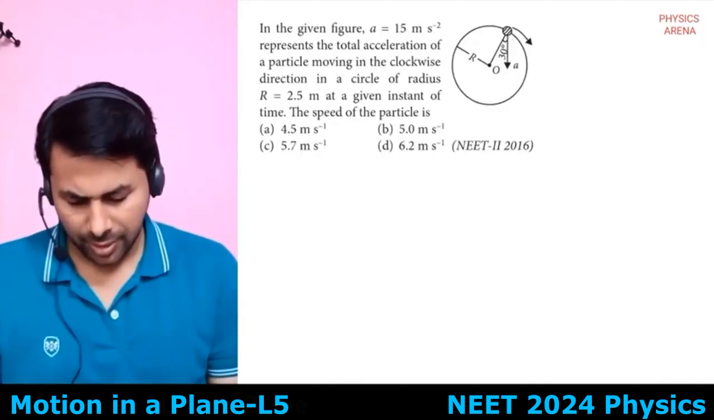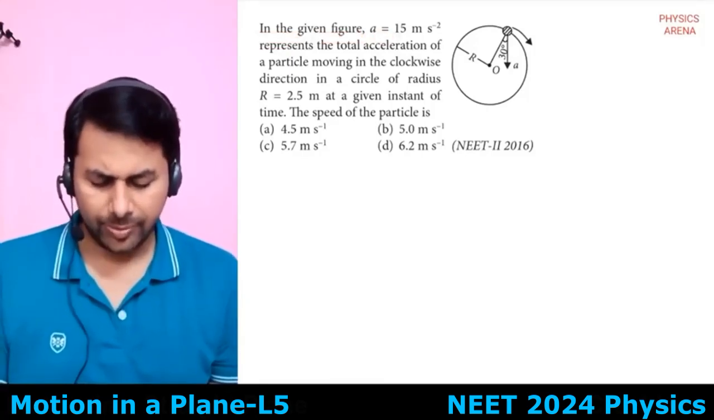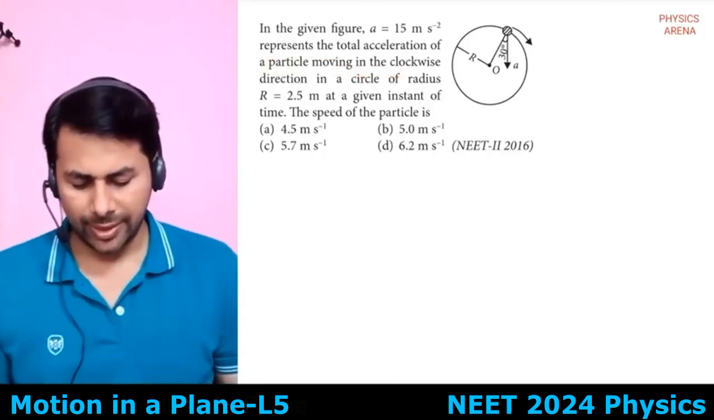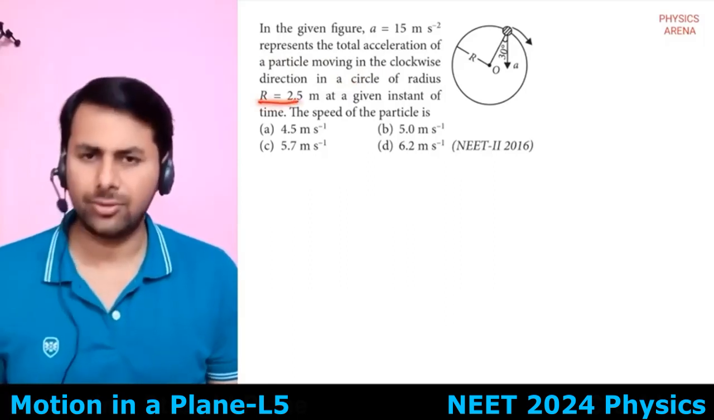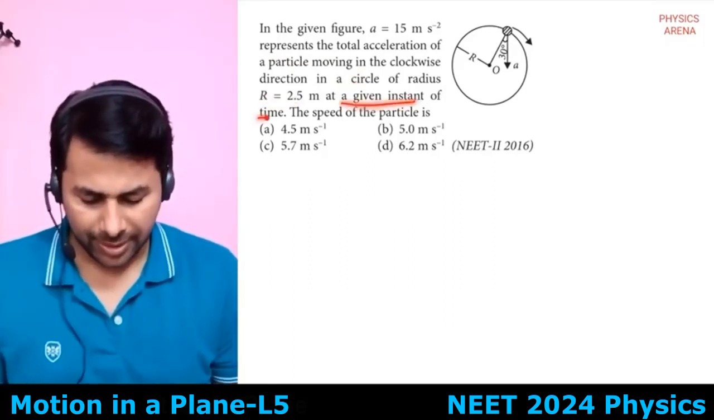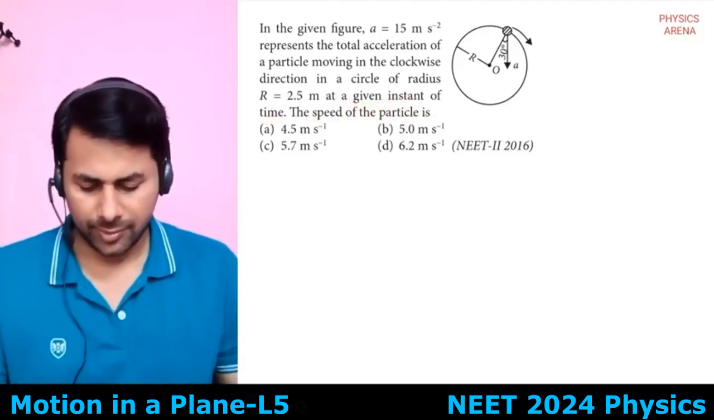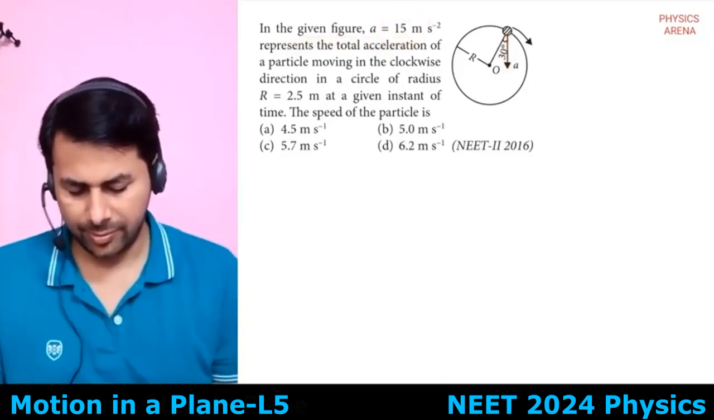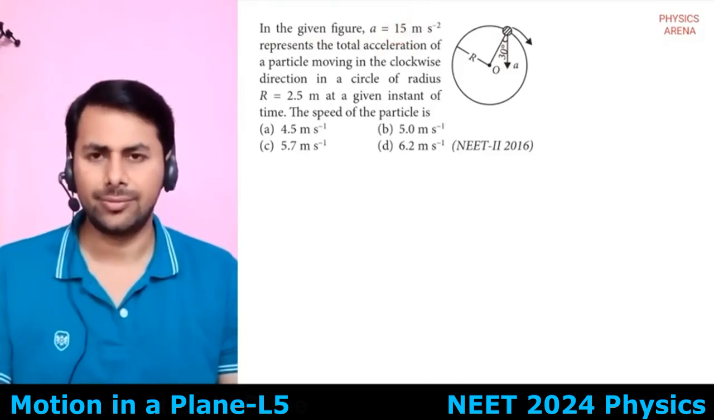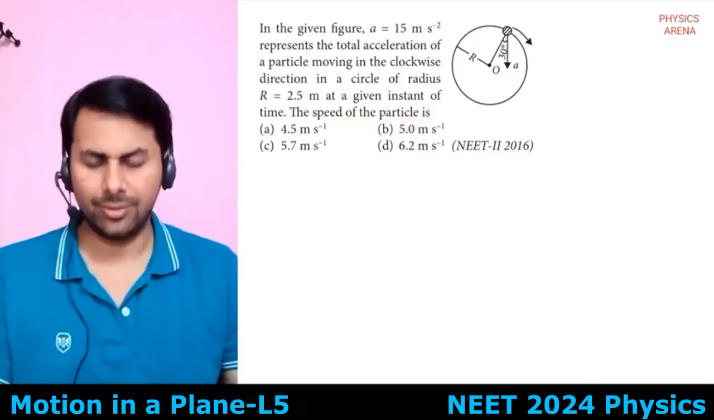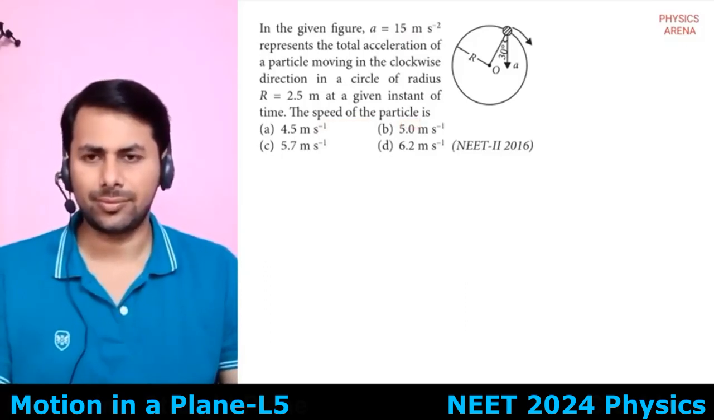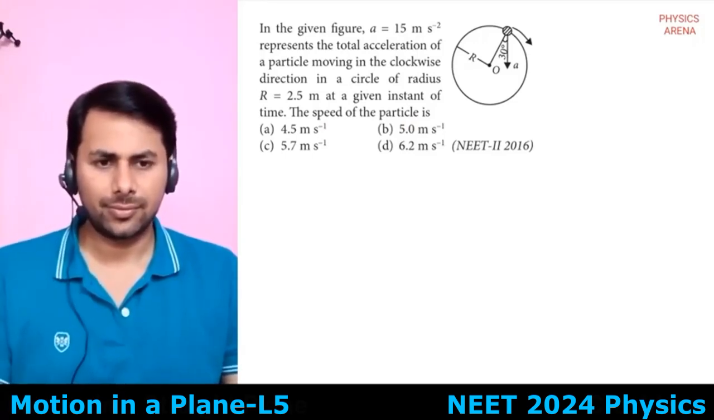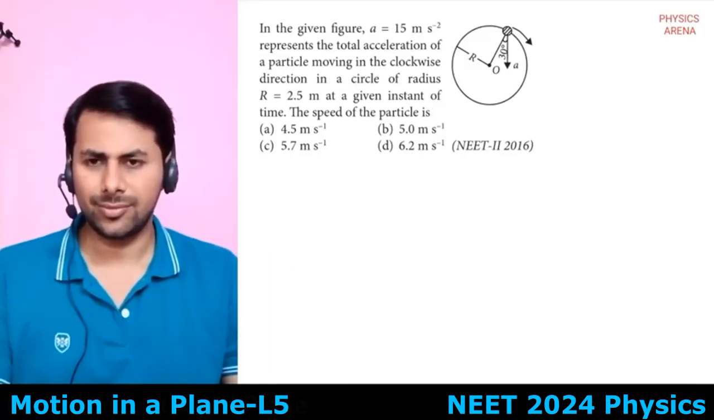Next question: in the given figure, A equals 15 meters per second square represents the total acceleration of a particle moving in clockwise direction in a circle of radius r equals 2.5 meter. At a given instant of time, the speed of the particle is? So tell me, what should we do? It is given that the acceleration is 15 meters per second square. This is the total acceleration, and we want to find out the speed of the particle. What can we do?